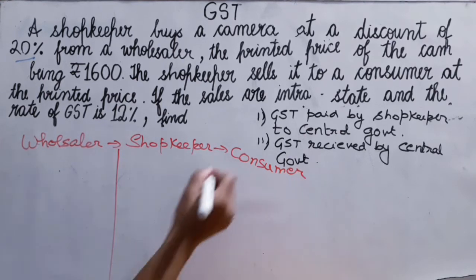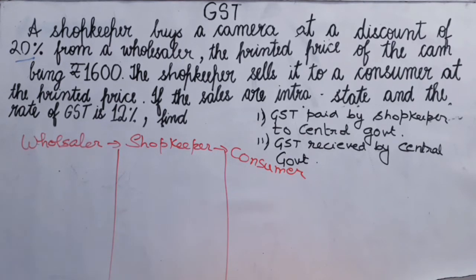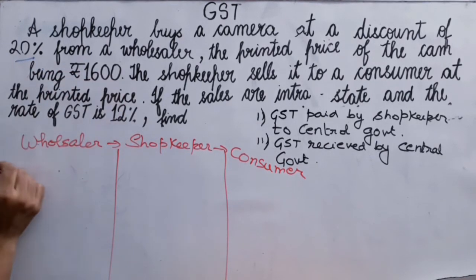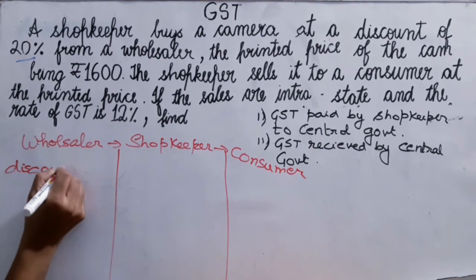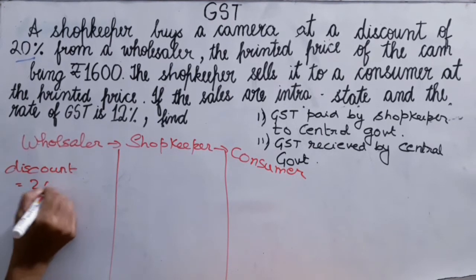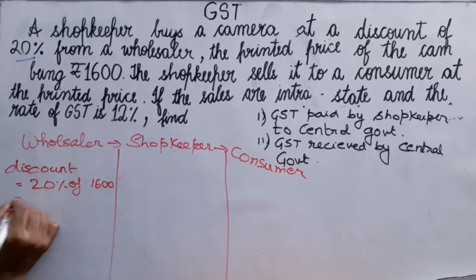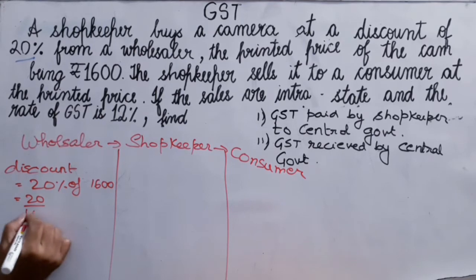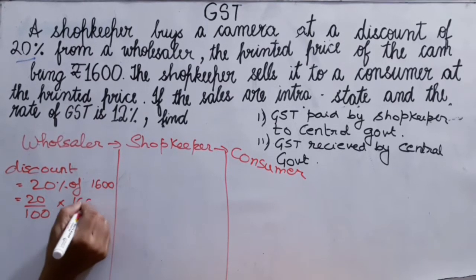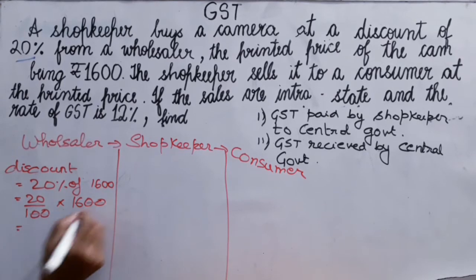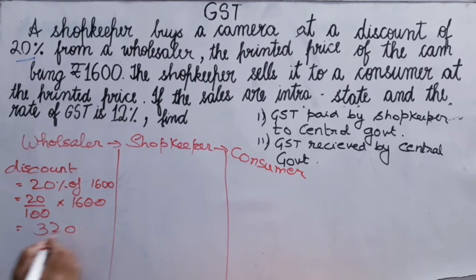Now, if we make the table, the question will be easier. He is giving a 20% discount on 1,600. So, your discount is 20% of 1,600. Solving this, we will get, this cancels out, 320 rupees.